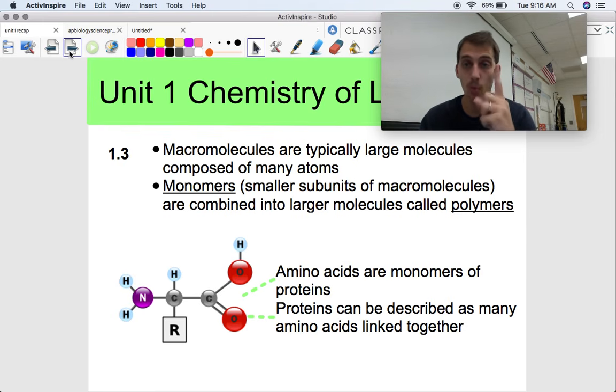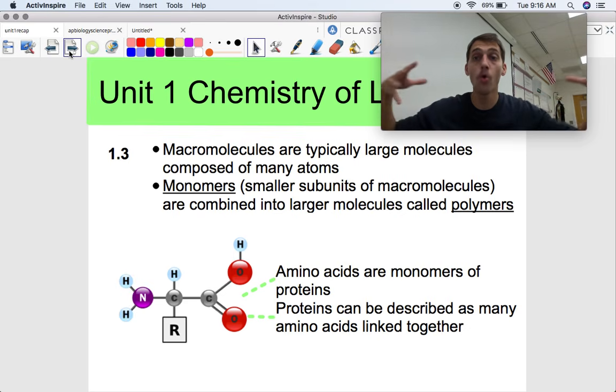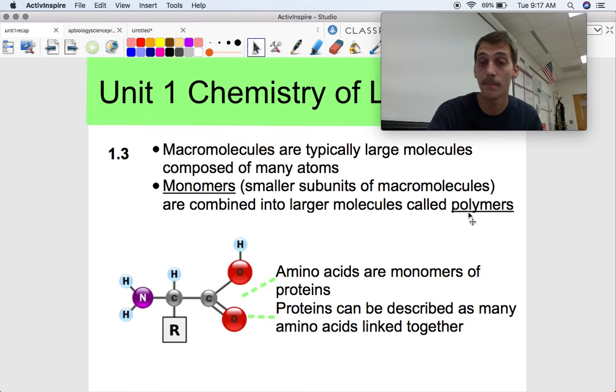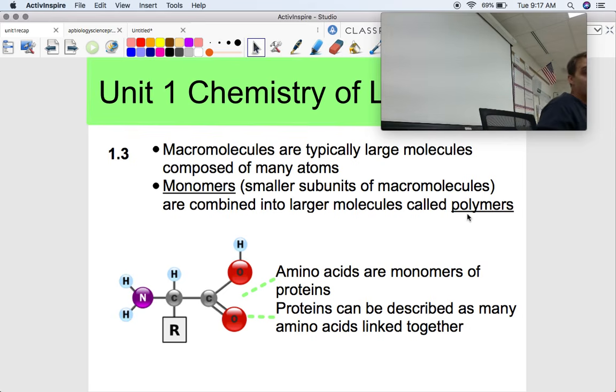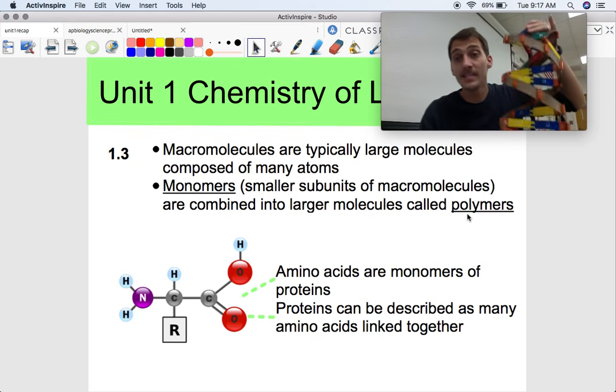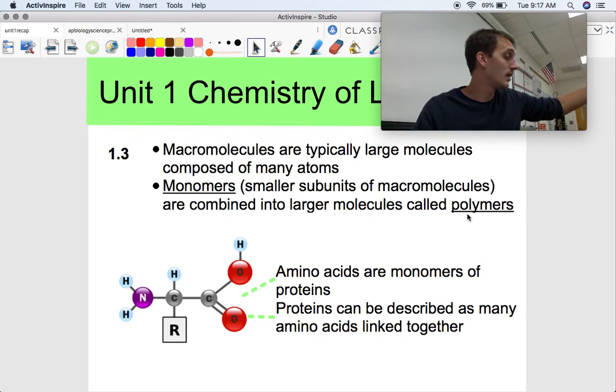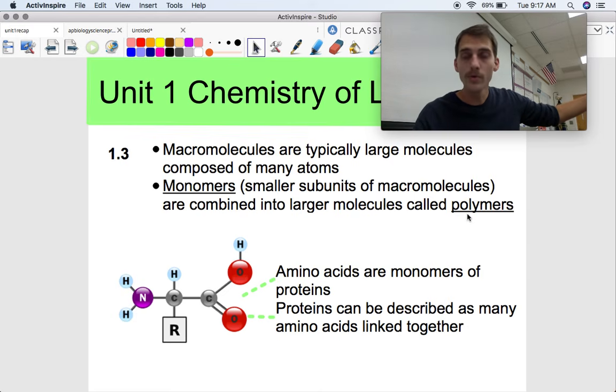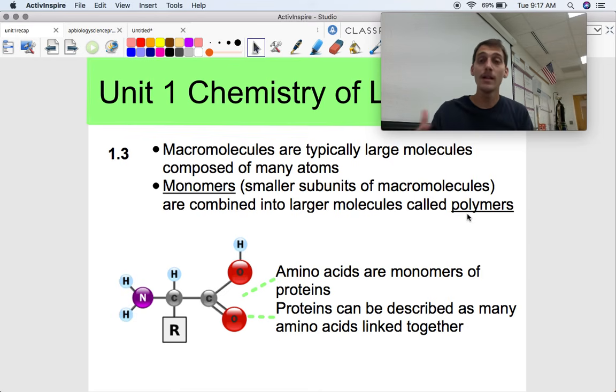Mono means one. So if I take a monomer and combine a whole lot of them into a really big molecule, I am making what's called a polymer. Poly means many. So these big molecules that we're going to talk about, like a nucleic acid like DNA, or a protein, or a polysaccharide, or a big old lipid, those are macromolecules. Those are polymers of these smaller molecules called monomers.